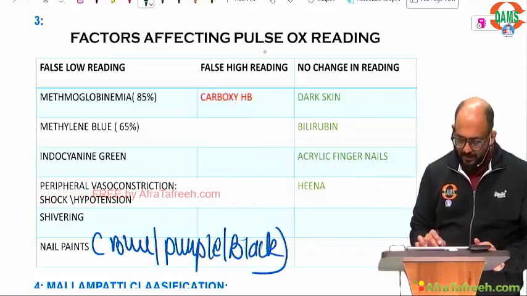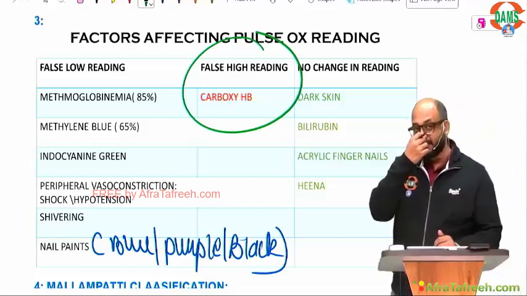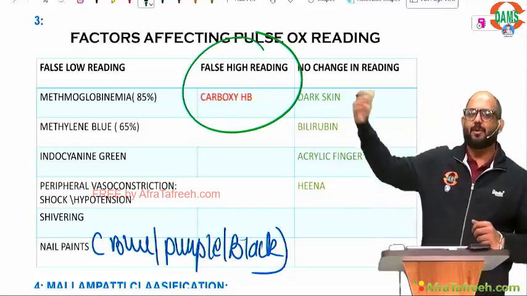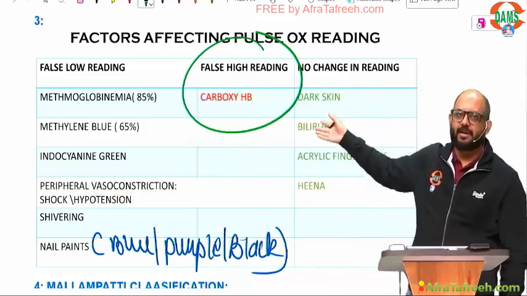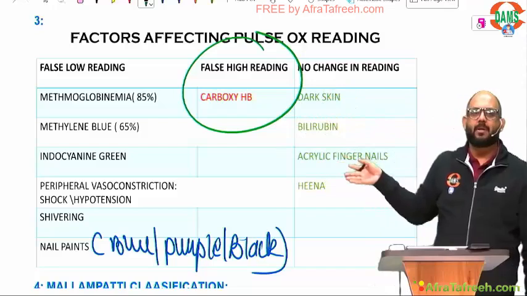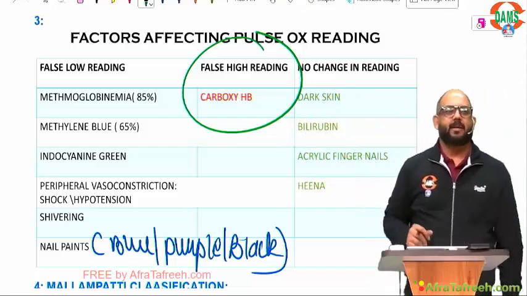Only one condition has a false high reading, that is when the actual O2 saturation is lesser but what you see on the monitor is higher: carboxyhemoglobinemia. No change in the reading: dark skin, bilirubin, acrylic fingernails and henna, that is mehndi.